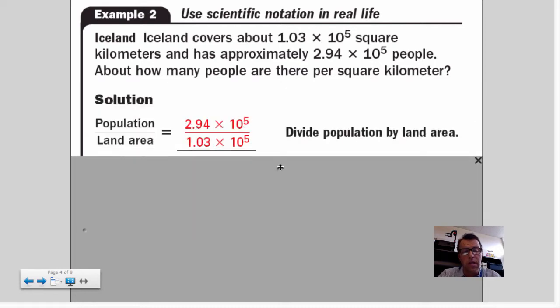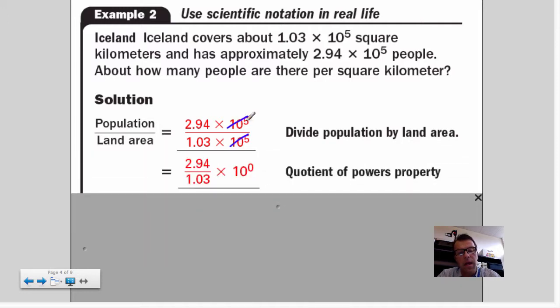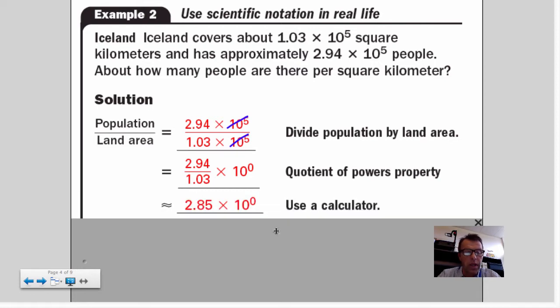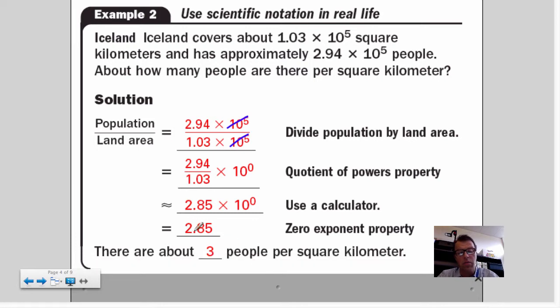So the solution is basically you take the population of people, divide by the land, right? People per square kilometer. And what's pretty neat here is that you get to cancel these guys. They're the same. You're multiplying, so you're allowed to cancel. Or probably better to say 5 minus 5 is 0. You're left with the 2.94 divided by 1.03. In your calculator, you'd get this answer. And then, the book's kind of nice. Instead of just saying 2.85, they say there are about 3 people per square kilometer. That's not a lot. Nice place to live.